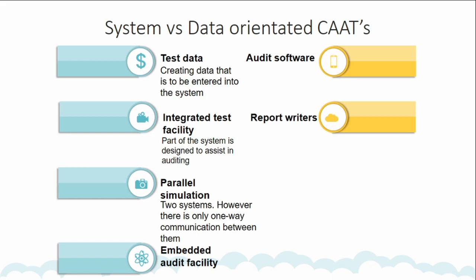Parallel simulations, as mentioned before, is where there's a dummy site. There's only one-way communication. So basically the main site can only input information into the dummy site, but the dummy site cannot input information into the main site. This means that the auditor is able to audit on the dummy site and test and play around with the data without the danger of affecting or damaging the real data that the client is using.